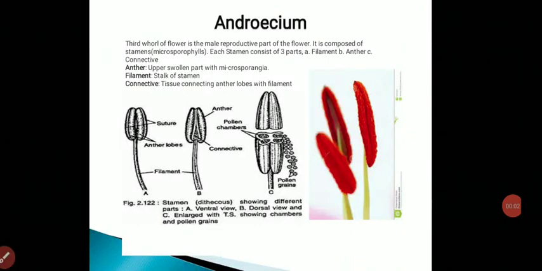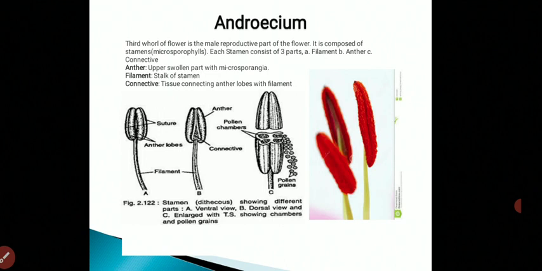In this video, we are going to discuss Androecium. So, let's start. As we know that there are four whorls in the flower, that is calyx, corolla, androecium, and gynoecium.